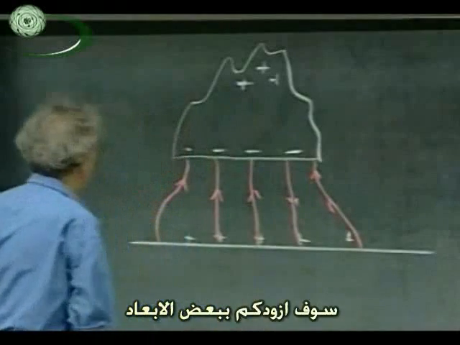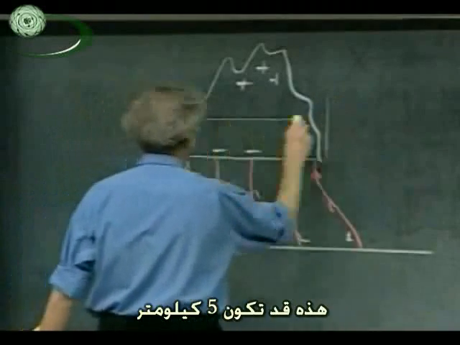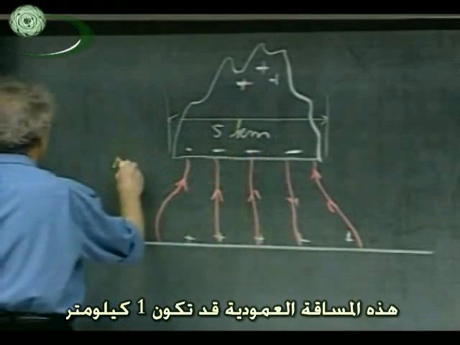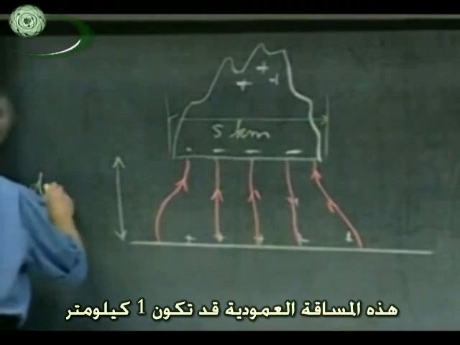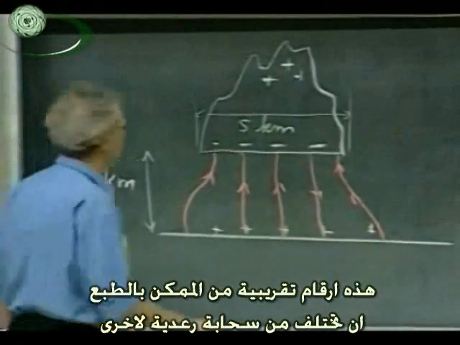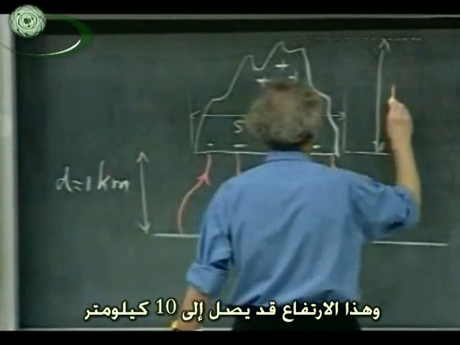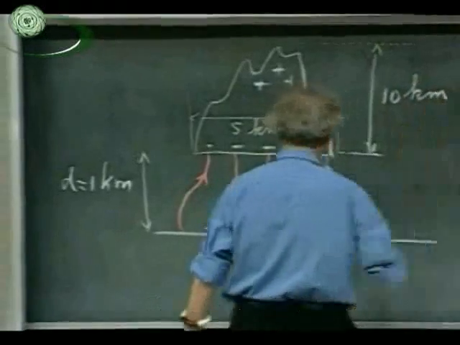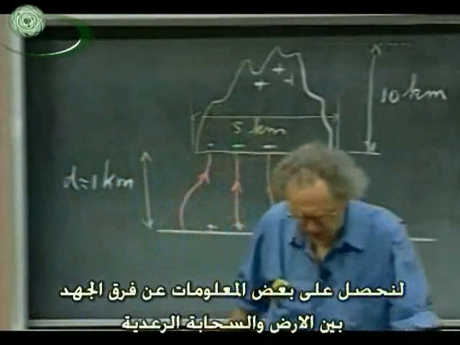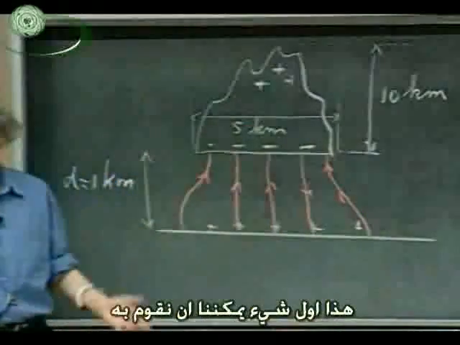I'll give you some dimensions. This may be something like 5 kilometers. This vertical distance, d, is about 1 kilometer. These are typical numbers, of course. It can vary enormously from thunderstorm to thunderstorm. And this height is something typically like 10 kilometers. And this allows us now to make some very interesting calculations to get some feeling for the potential difference between the cloud and the Earth. That's the first thing we can do.